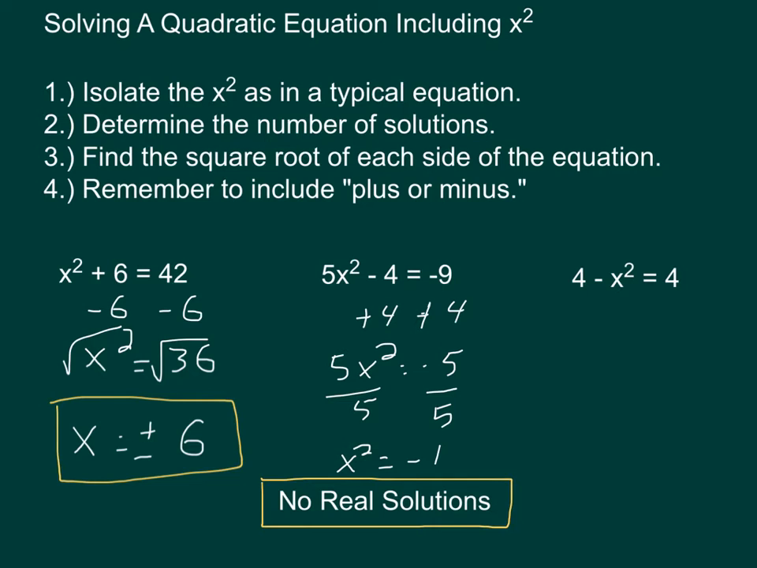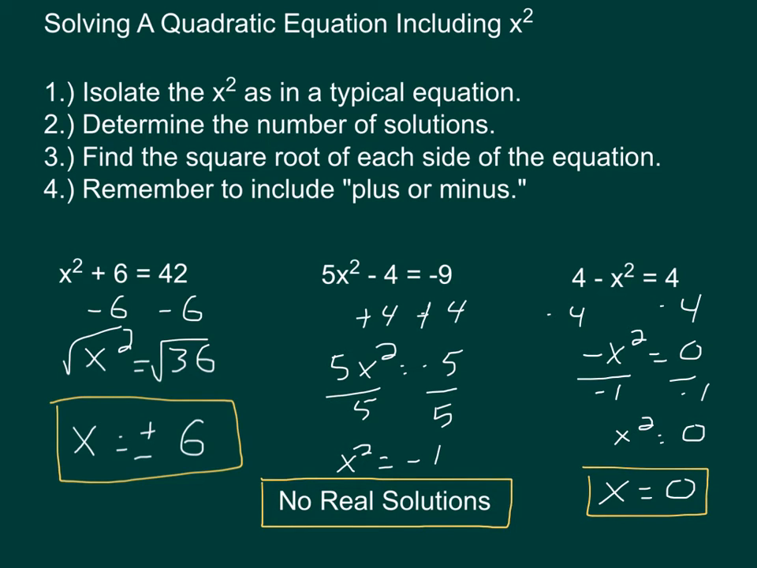And then finally, with the last one, 4 minus x squared equals 4. Try to get that x squared by itself. Start by subtracting 4. That leaves you with negative x squared equals 0. Divide by negative 1. X squared equals 0. And now I know that because I have x squared equals 0, I'm only going to have one solution, and it's always going to be the same. It's always just going to be x equals 0. Take the square root of each side, and you'd see that that would be the case pretty quickly.